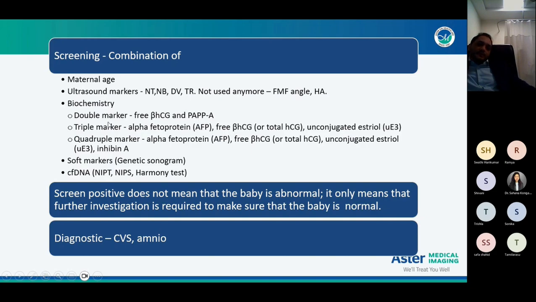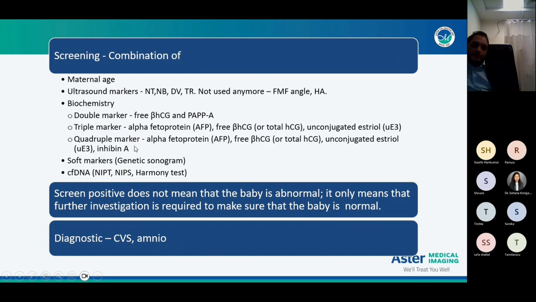So there are other biochemistries such as triple marker and quadruple marker. Triple marker is commonly performed even today by many obstetricians in the second trimester after 14 weeks. But triple marker has a very low detection rate of approximately 70%. And according to international guidelines, the screening test should have a minimum detection rate of 75% to be an acceptable screening test. So the triple marker is not a good screening test and should not be performed.